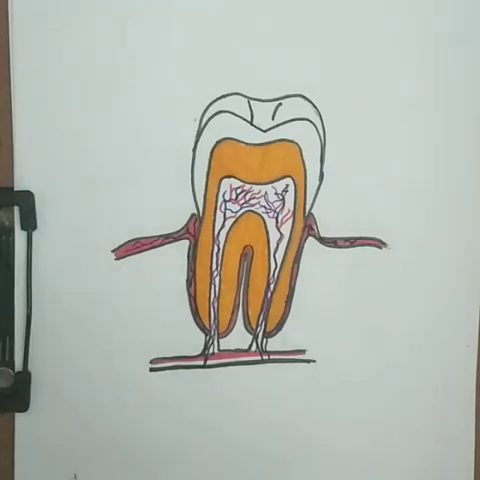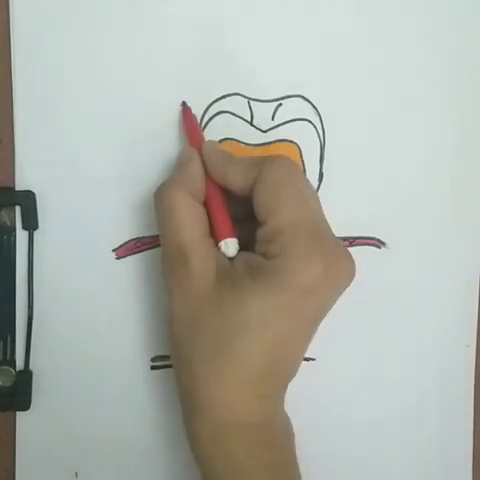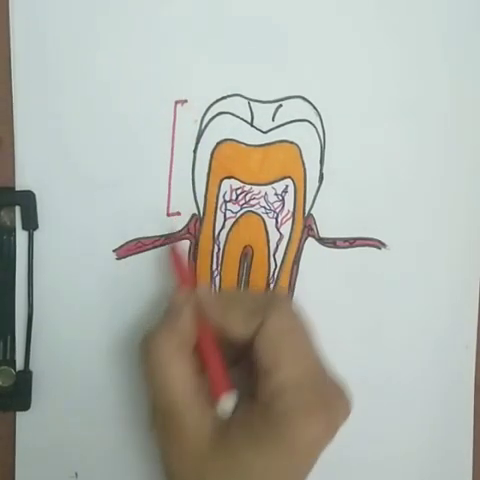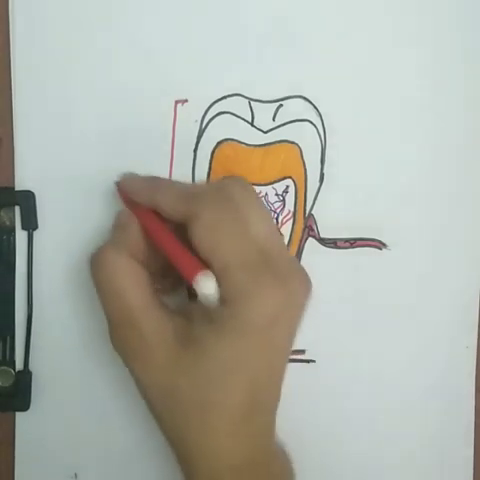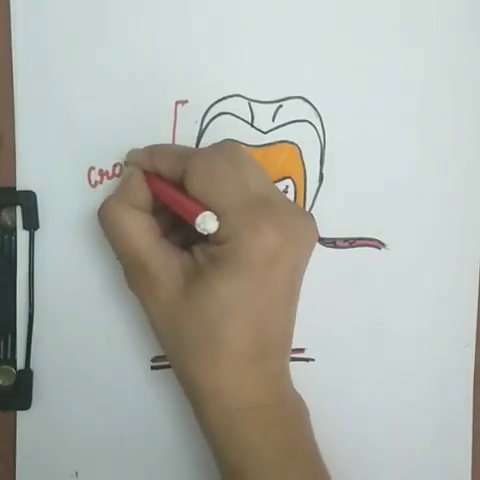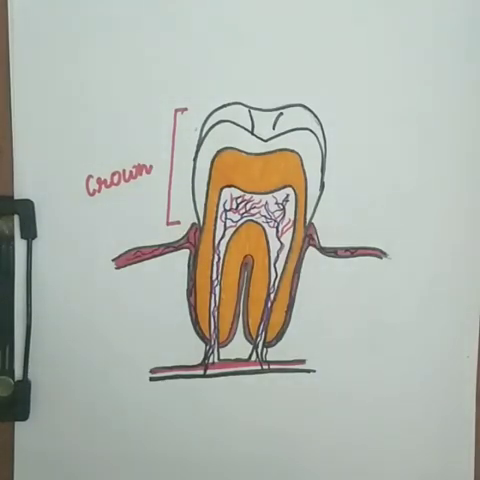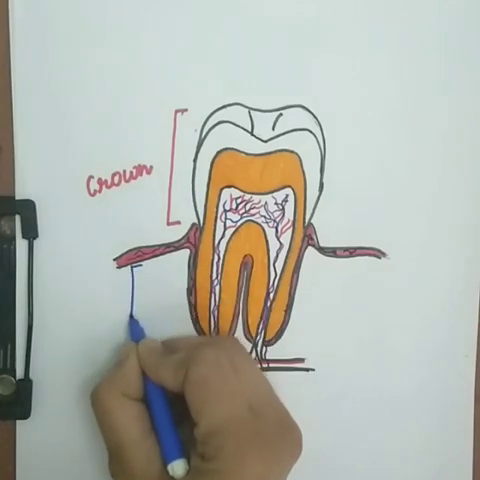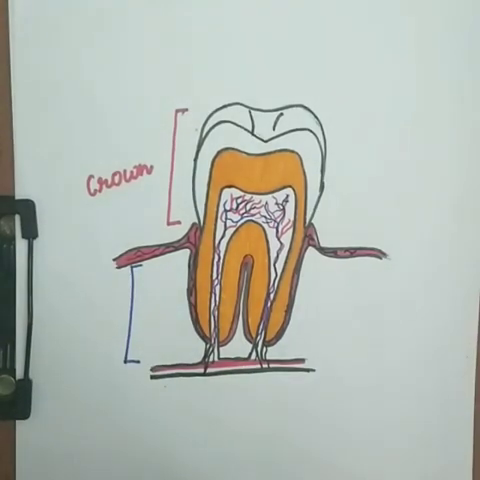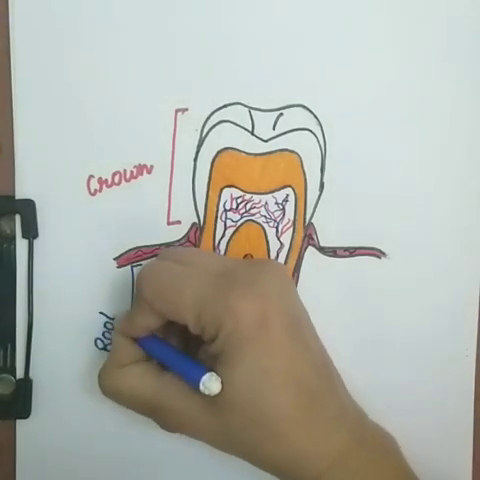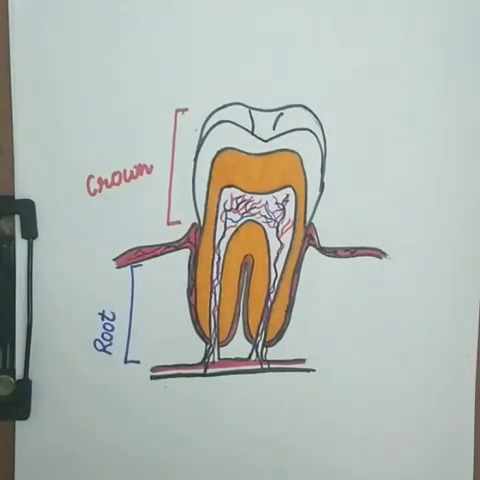Now you can see our tooth is ready. The part of the tooth which is visible is called crown, and the part of the tooth which is inside the gum, which is not visible, is called root.